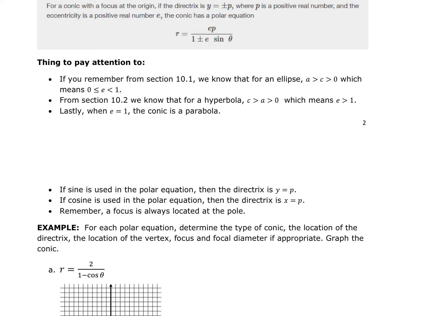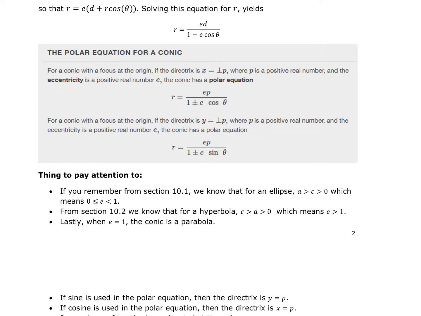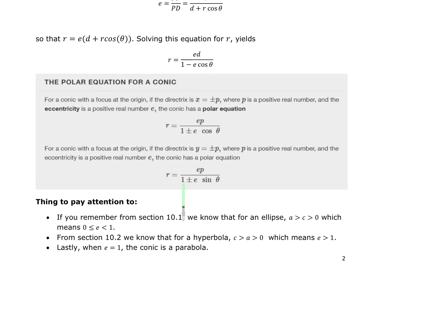Now notice the equations up here. Let's talk a little bit about the equations. The important piece is this being 1. Once we have it so that there is 1 in this position in the denominator, I can easily figure out what E is. Once I figure out E, I can figure out what P is and everything else.